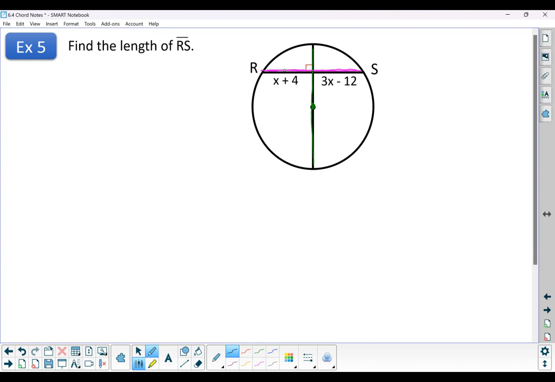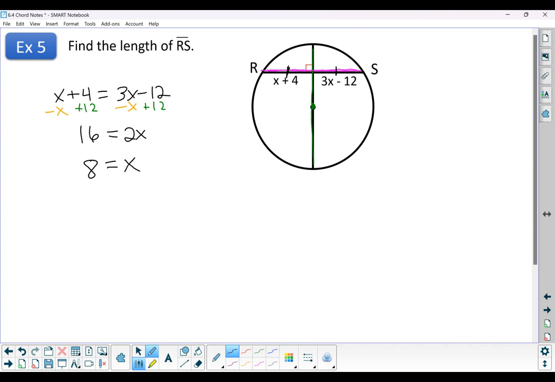So if we have a diameter that is perpendicular to a chord, it cuts that chord in half. So we know these two pieces are equal to each other. So we can write that in an equation. X plus 4 is equal to 3x minus 12. So if we solve for x, I'm going to subtract x from both sides, and I'm going to add 12 to both sides. So when we do that, we get 16 is equal to 2x, so that means x is 8.